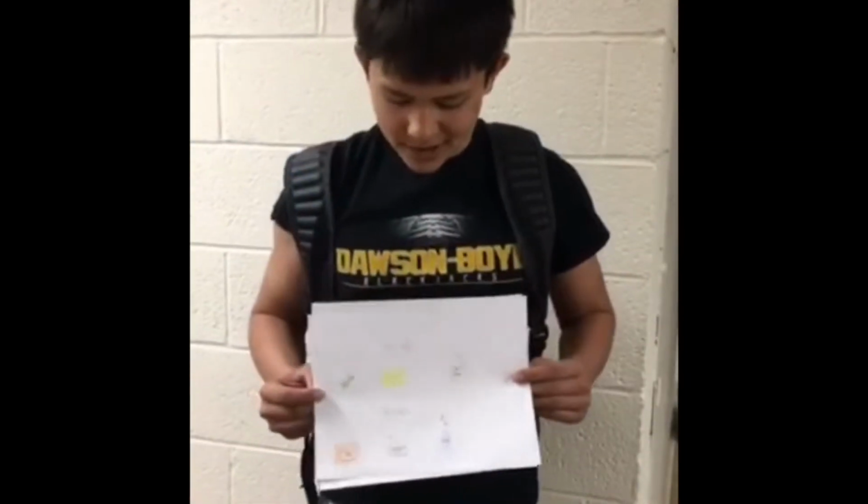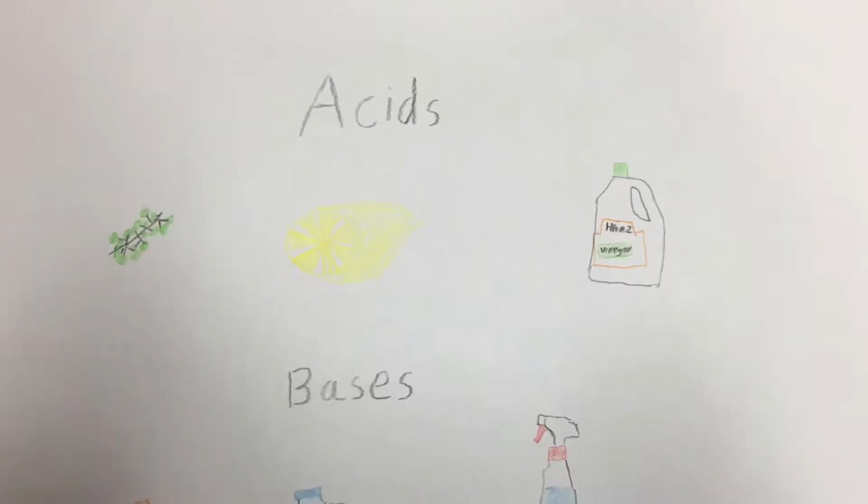My topic was acids and bases. Examples of acids are grapes, lemons, and vinegar. Some bases are baking soda, Clorox, and Windex.